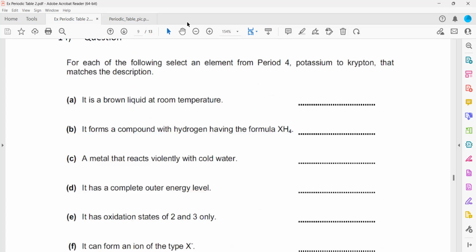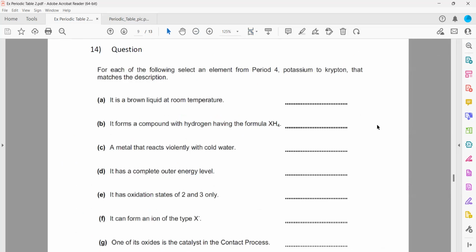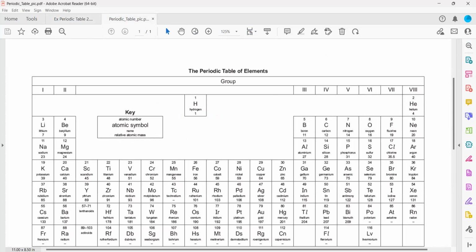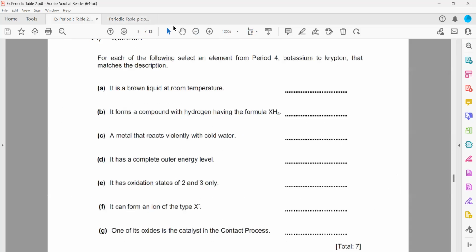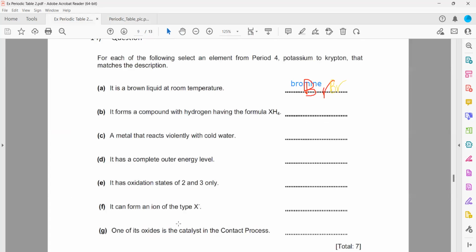In question 14, we have to select an element for each of the following. We have to select an element from period 4, potassium to krypton. This is period 4, potassium to krypton, this region. So you have to select element from this region only. The first one, it is a brown liquid at room temperature. So when we check the periodic table, you'll find bromine is there. So that is bromine.